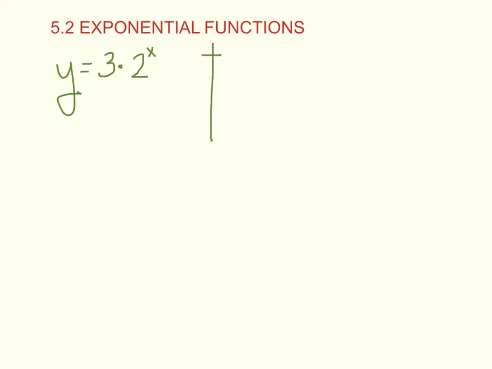If you notice what happens here, I'm just going to plug in values of x. I'm going to pick random numbers. If you take 2 to the 0 power, that's 1. 1 times 3, that's going to give us 3. If you plug in 1, 2 to the first power is 2. 2 times 3 is 6. 2 to the second power is 4. 4 times 3 is 12. 2 to the third power is 8. 8 times 3 is 24.